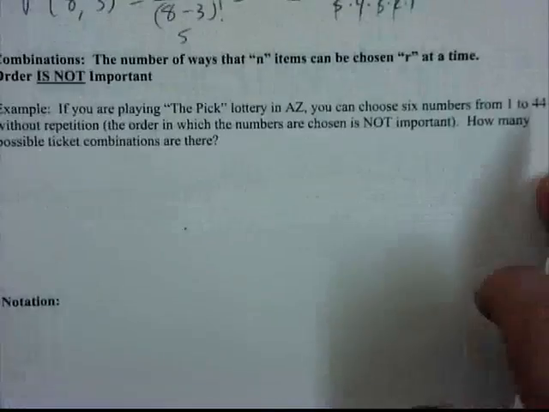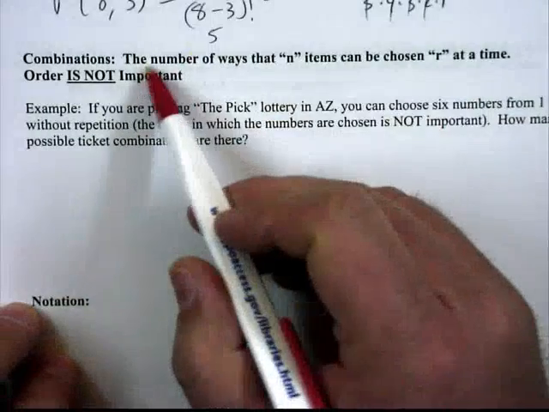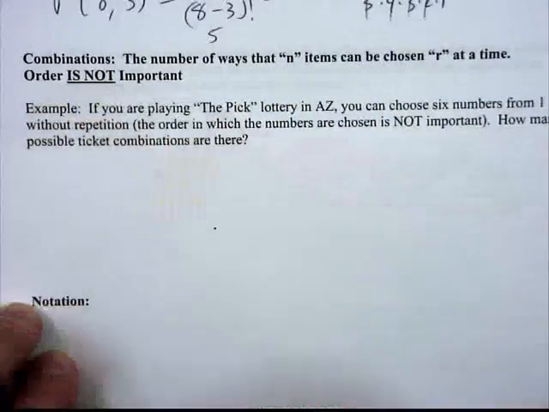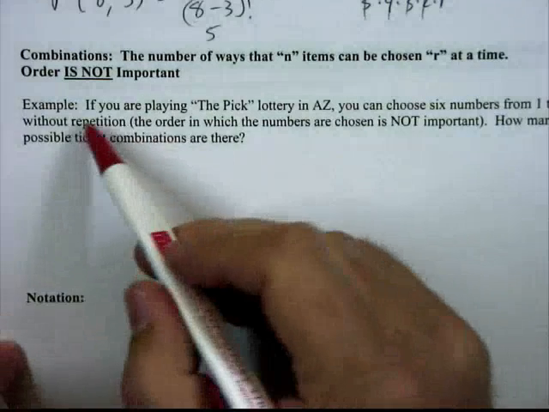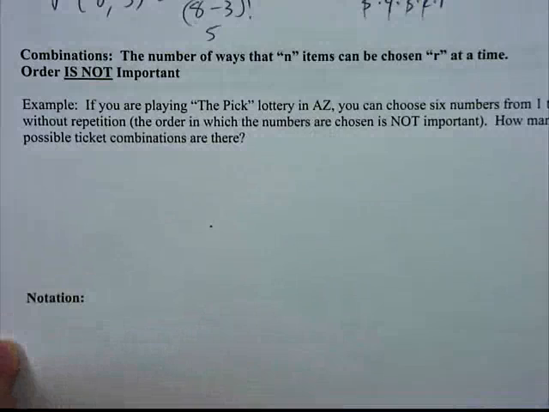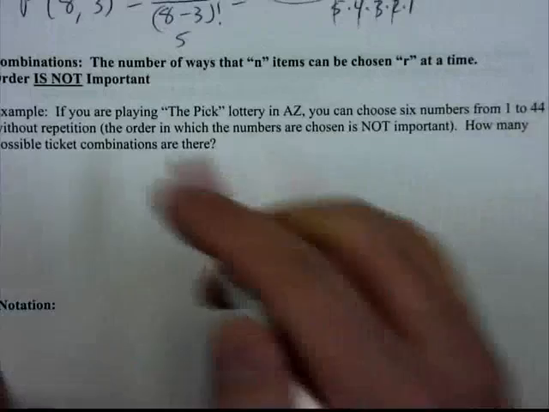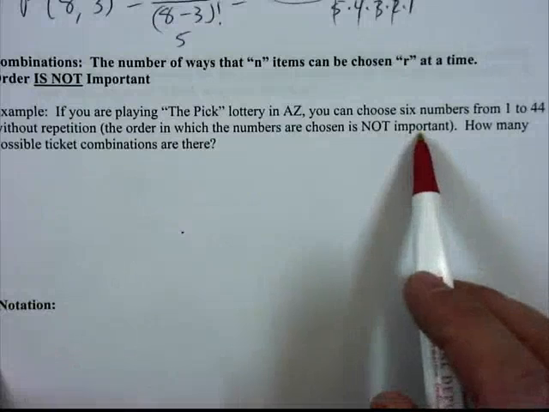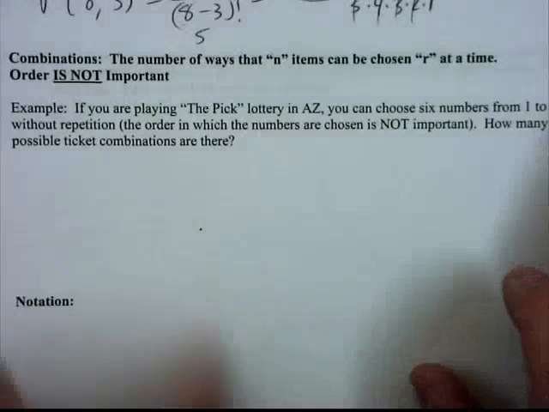But that's the idea with permutations. Now, the other special kind is the idea of combinations. And it looks very similar, the number of ways that n items can be chosen r at a time. However, for combinations, order is not important. So for our example, if you're playing the pick lottery, you can choose 6 numbers from 1 to 44 without repetition. And the order in which the numbers are chosen is not important, as long as you have the right 6 numbers. How many possible ticket combinations are there?